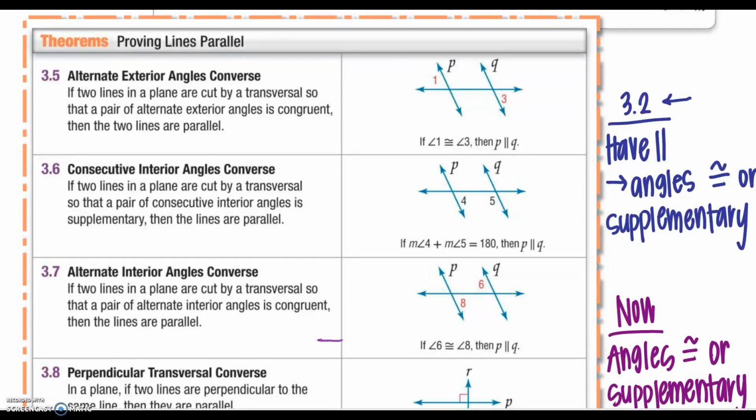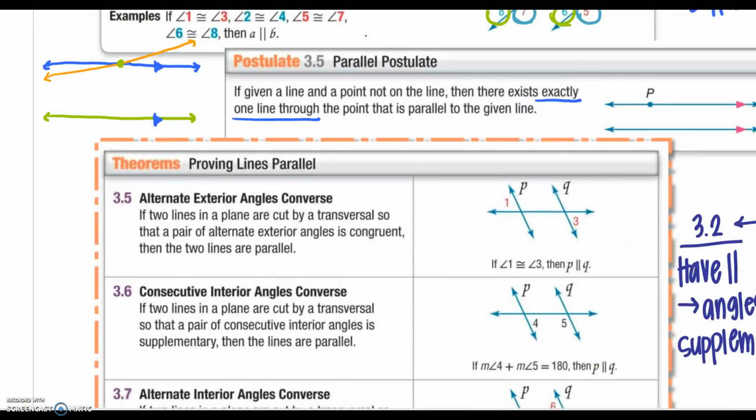A few more postulates and theorems that we need to make sure we remember. Alternate exterior angles converse. Remember, if any of those alternate exterior angles are congruent, so if I know that 1 is congruent to 3, I know that P is parallel to Q. Consecutive interiors, remember, are supplementary. So if I know that angle 4 plus angle 5 equals 180 degrees, then I can say that I have parallel lines.